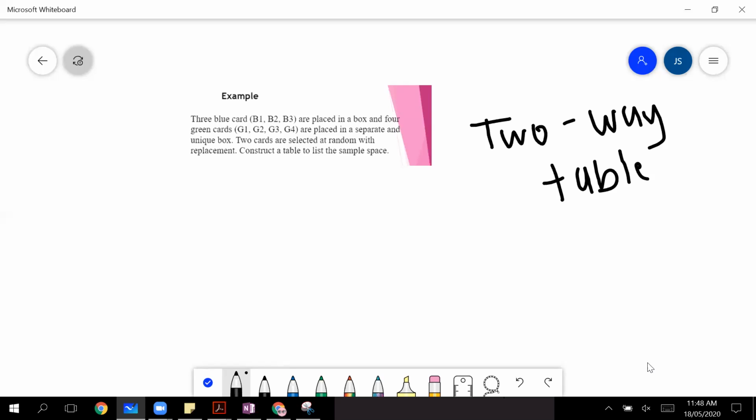And the other thing I need you to look at is that there are two things happening, not just one. It's not just a deck of cards, it's not just a dice. There could be two dice involved in this. There could be a deck of cards and a dice. But in this particular example, we're going to have a look at two different variables. So there are two things happening.